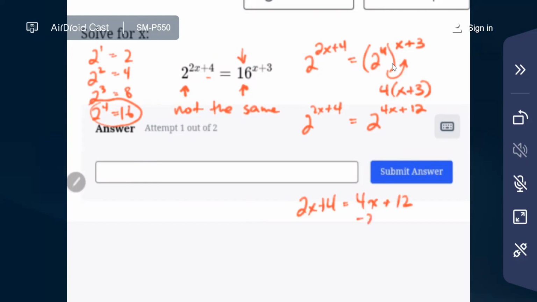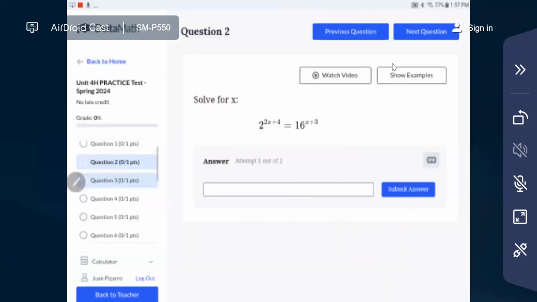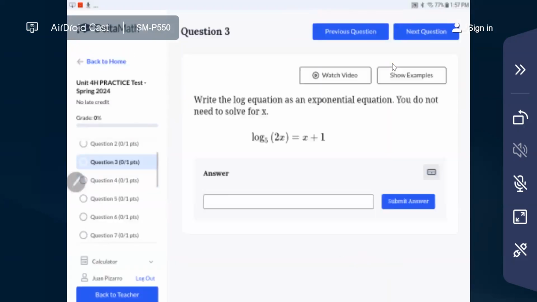And again, use your algebra skills. And so minus 12 on both sides. So this is minus 8 equals 2x, and so we get x equals negative 4. And so we're going to put negative 4 in there, and we'll be all set. And let's move on to question 3.